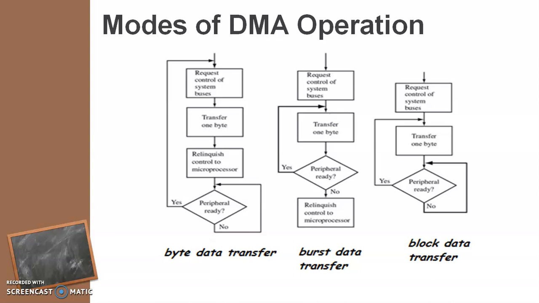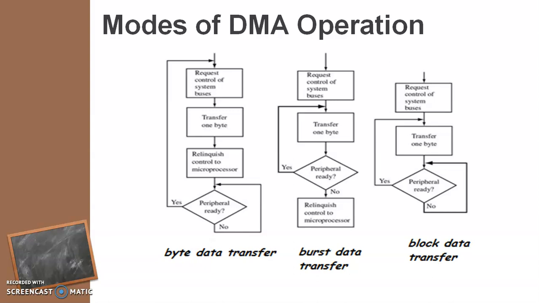Now we'll see the various modes of operation of DMA, direct memory access operations. First one is byte data transfer. You could see the flow chart. The direct memory access controller asks for the address and data buses, then it transfers the data, then after transferring the data it releases the bus to the processor and it checks whether the device is ready or not. If the device is again ready, then it puts a request for the address bus, data bus and control bus, and it gets the buses and transfers the data.